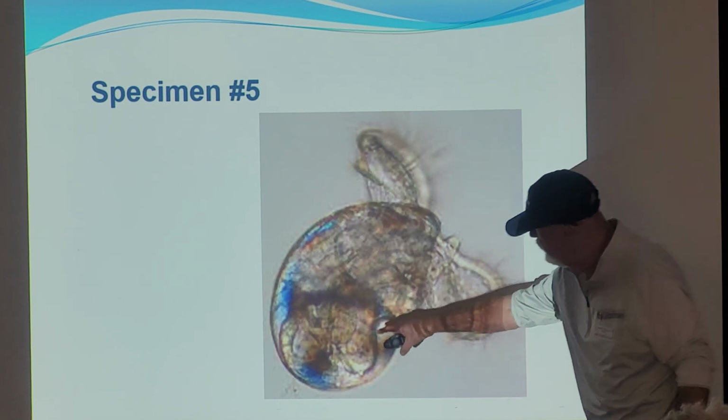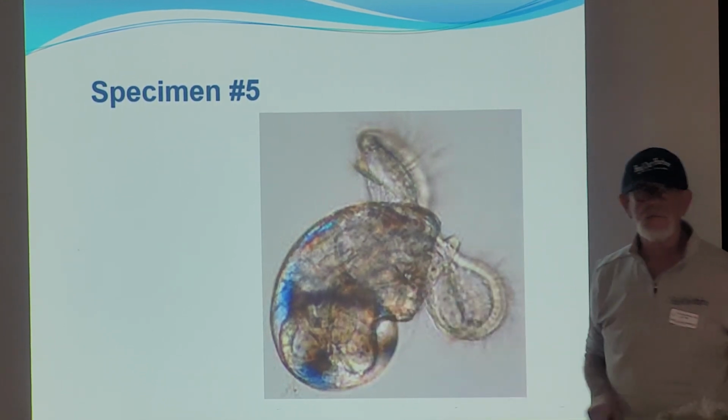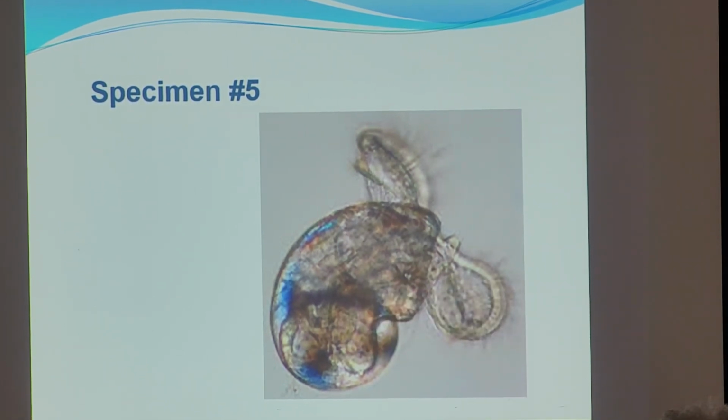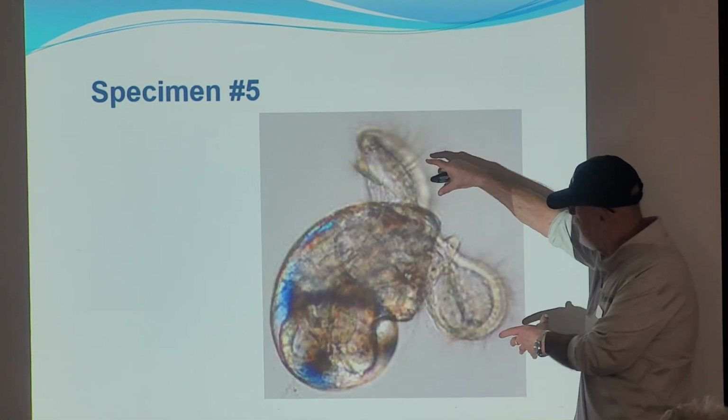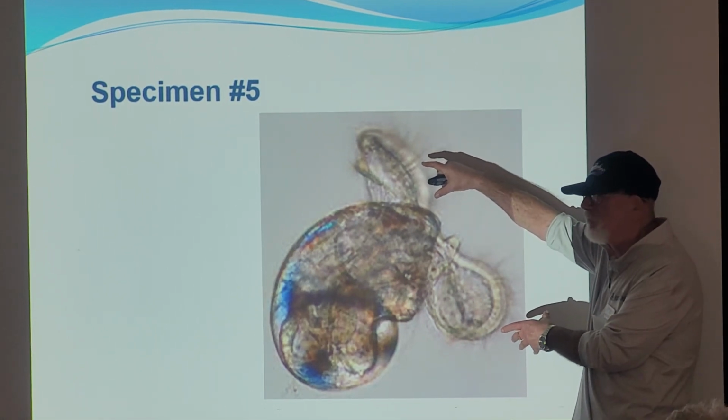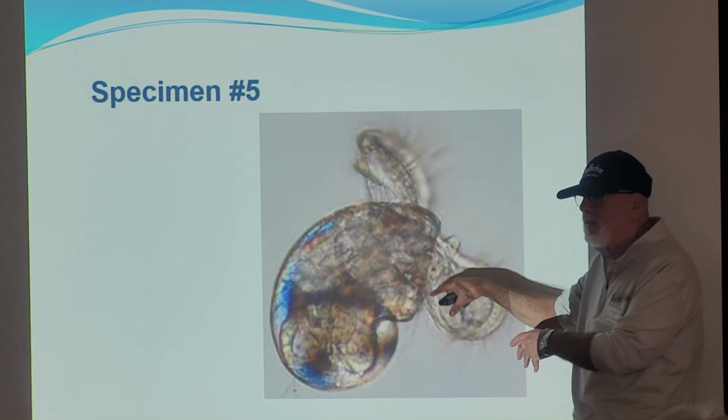What's that? That makes this a narrow, right? Is that part, like the figure eight on the right side? Yeah, this is part of it. That's the feeding locomotive cilia. Oh, yeah. Yep. Right.